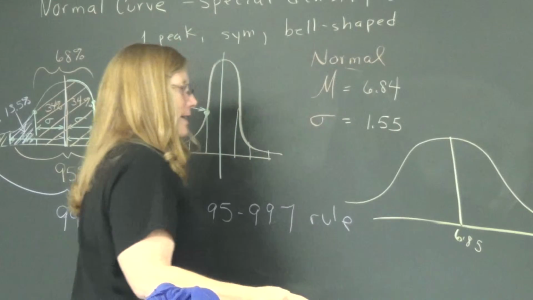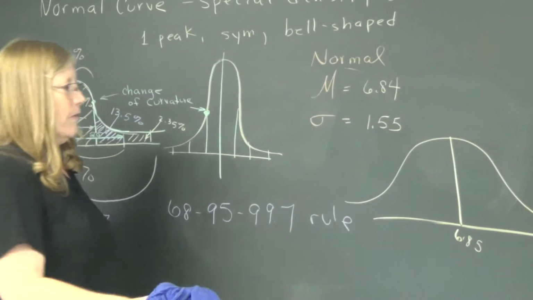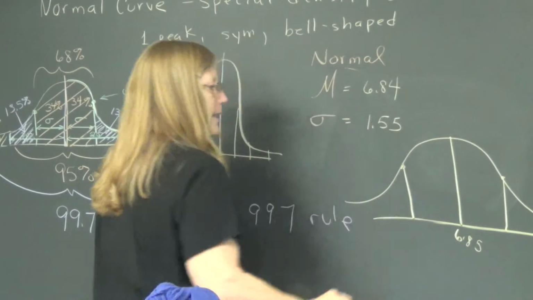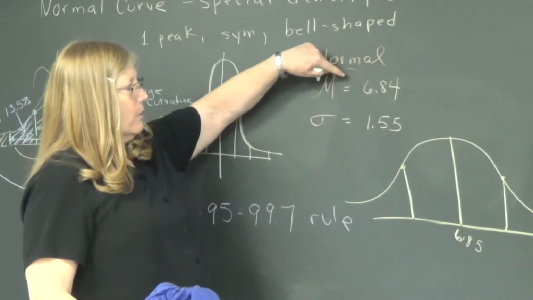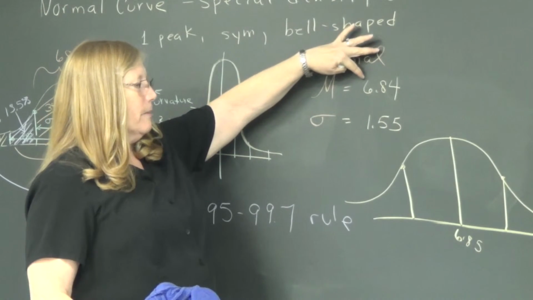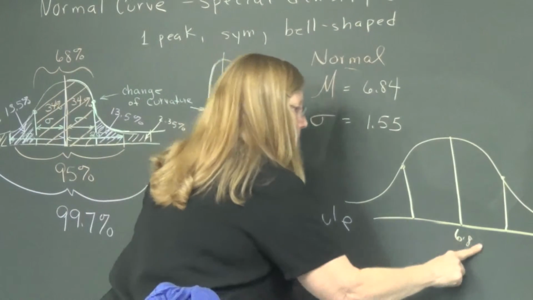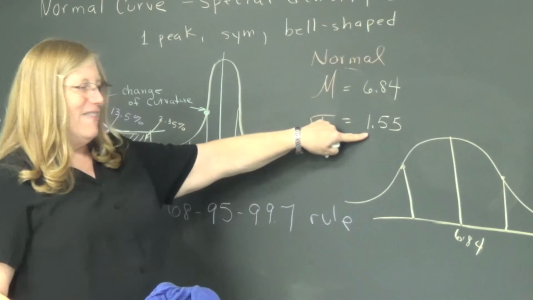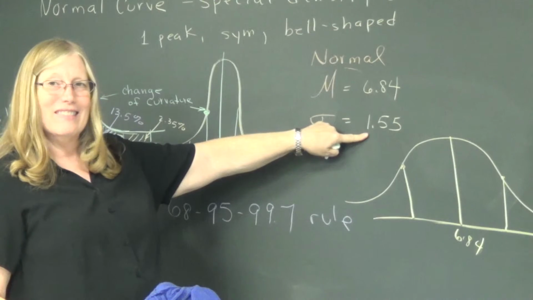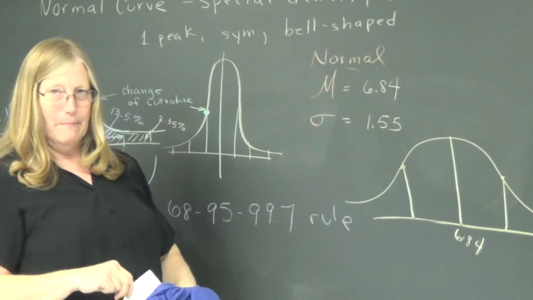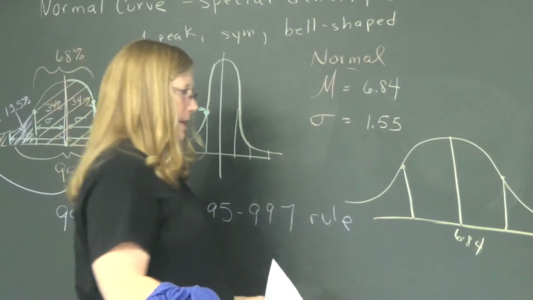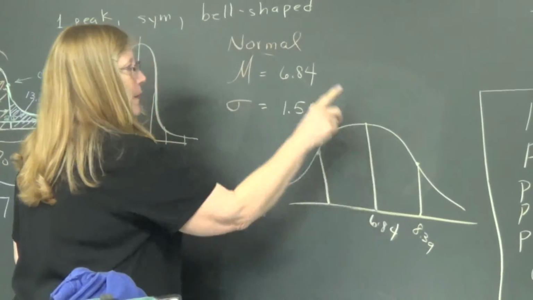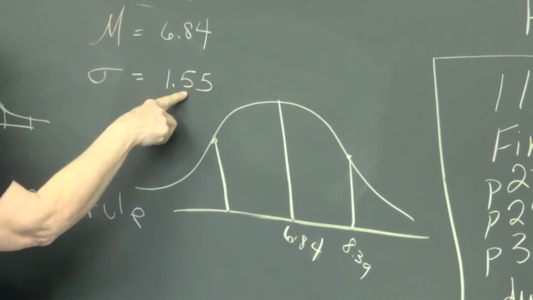Julia, I need your calculator again. Okay. So find the point of curvature on each side, that's the one standard deviation from the mean. Julia, I need you to start at the mean, which in this case is 6.84. Add 1.55, and what do you get? 8.39. All right. So do you see why I got that? This was 1 standard deviation from the mean. Here's the mean. So 1.55.